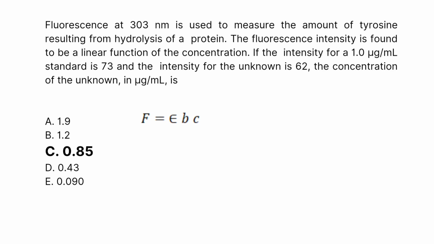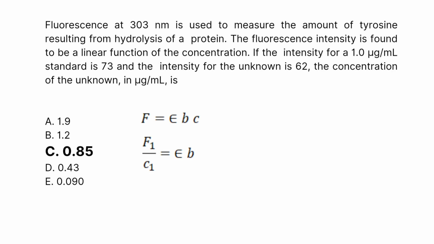To solve this problem, the formula that we will be using is Beer-Lambert's law, but instead of using absorbance, we will use fluorescence. So F is equal to E, which stands for emissivity, times B, which is the path length, times C, which is the concentration. After rearranging the equation, we will get the formula F1 over C1 is equal to E times B.